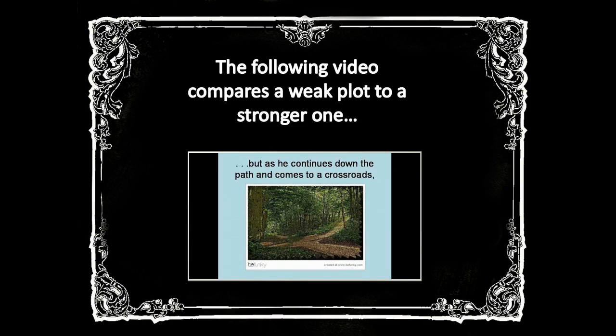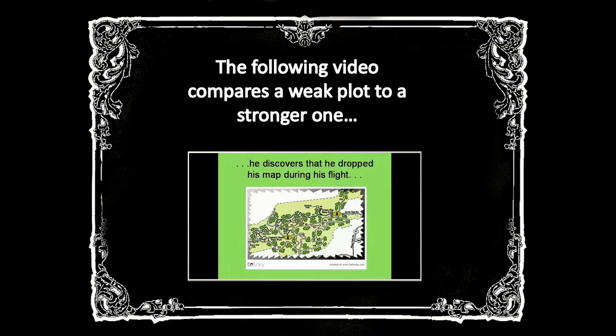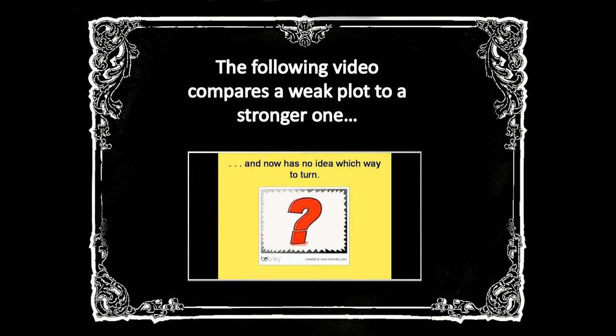But as he continues down the path and comes to a crossroads, he discovers that he dropped his map during his flight and now has no idea which way to turn.